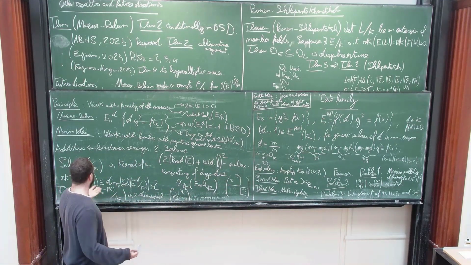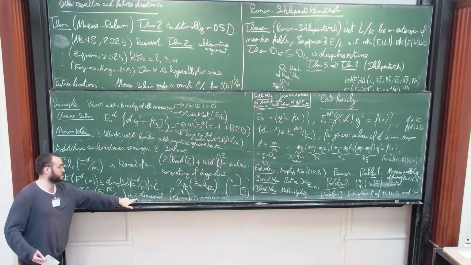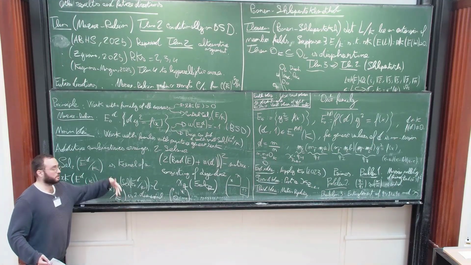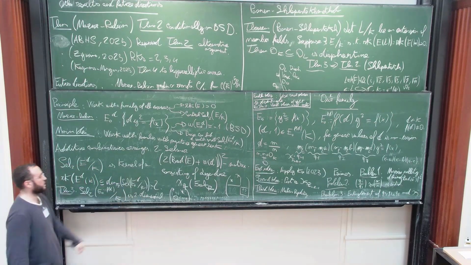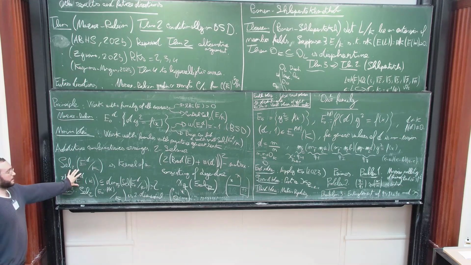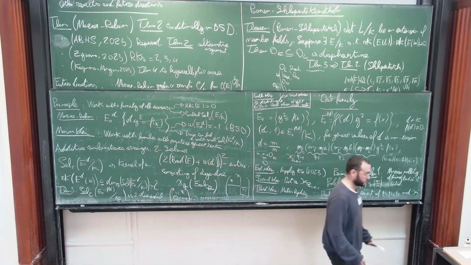While for theorem 4, you have to control Selmer of the curve itself, and you have to prove that it's three-dimensional. So then you use this inequality here, and you upper bound the rank that way. So that's, I think, a good place where to stop.